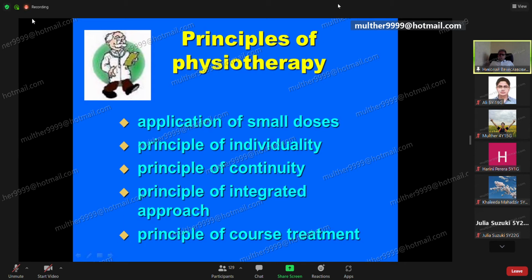Very important is the principle of continuity, when we should continue in small doses, or when we can change different procedures for prolongation of therapeutical effects.